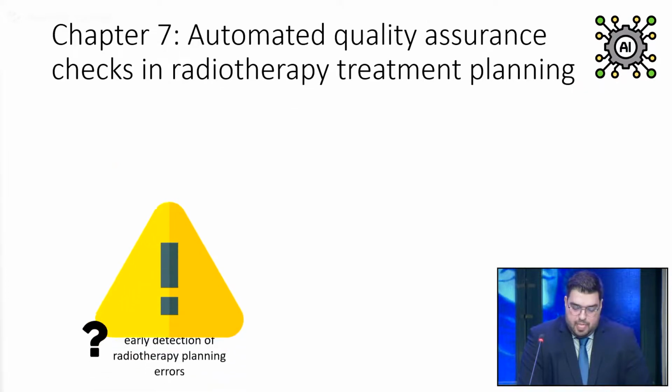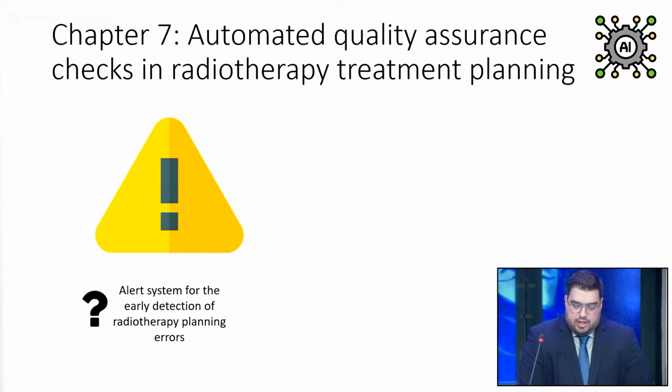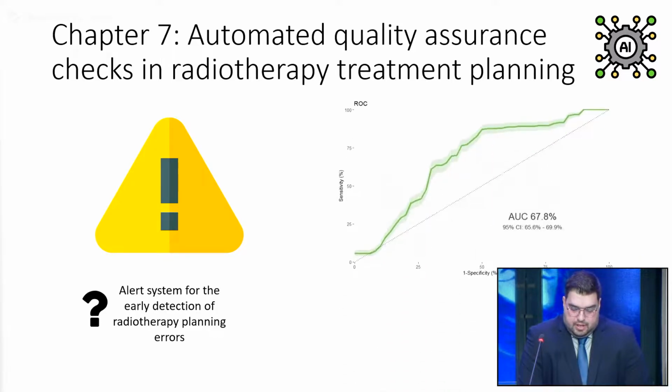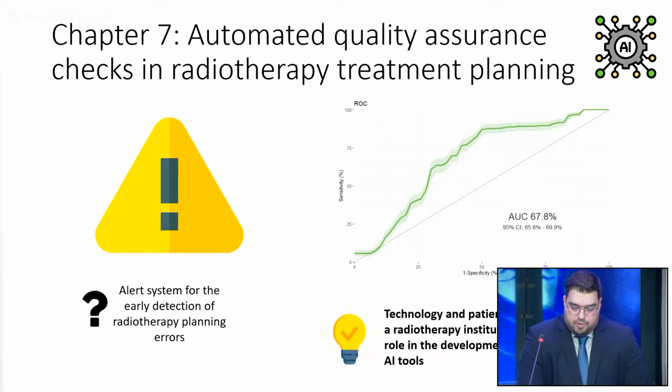In Chapter 7, I validated an algorithm that can alert radiotherapy professionals to radiotherapy treatment planning errors. The algorithm was developed by an American institute in Washington in the US and validated at Maastricht Clinic. The results showed that the performance of the algorithm is not as good as was expected. I concluded that the technology and the patient characteristics in a radiotherapy institute can influence the performance of these AI algorithms. As you can see in the figure, the curve is approaching the diagonal.